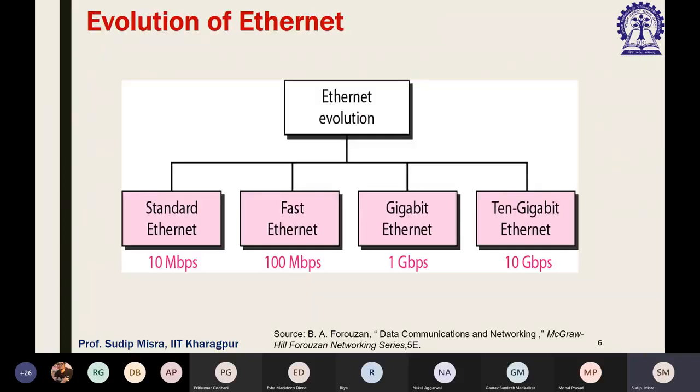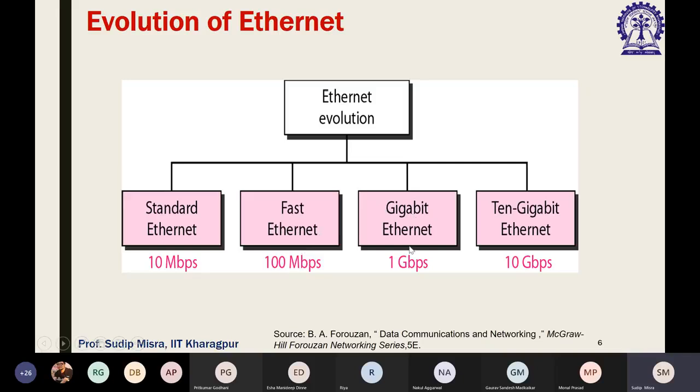Now let us come back to Ethernet and how it evolved. Ethernet evolved right from the 1970s. In the 1970s, Metcalfe and Boggs came up with Ethernet for forming the local area network. Since then, Ethernet has gone through different generations, right. The standard Ethernet was the one which was initially started, and it offers a data rate of 10 Mbps. Then evolved the fast Ethernet, which offers a data rate of 100 Mbps.